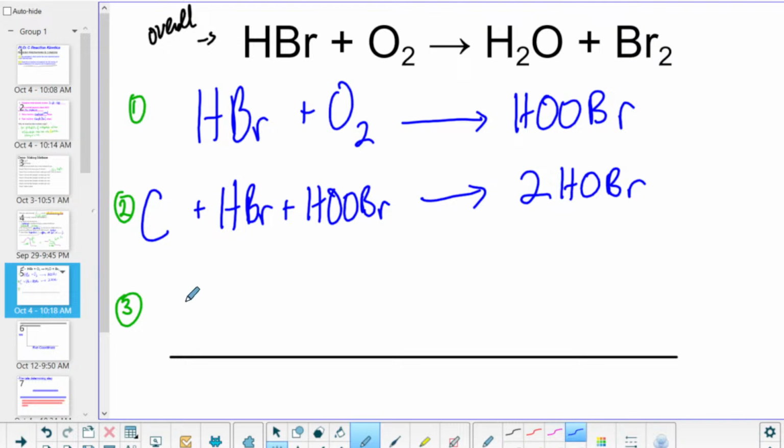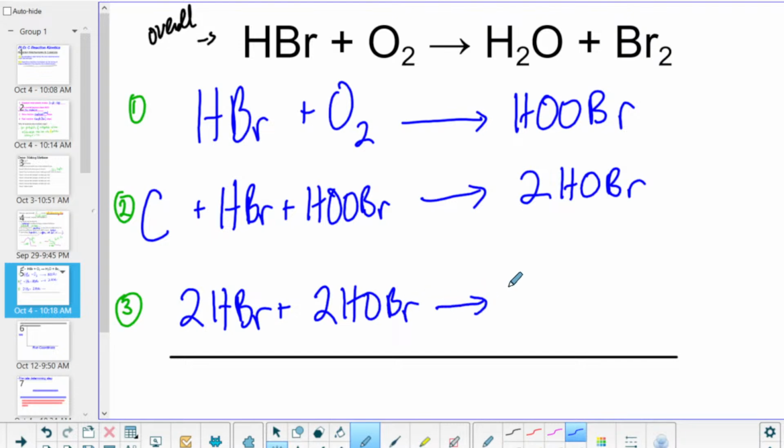And then 2 HBr plus 2 of our HOBr makes 2 waters and 2 bromine gases plus C.